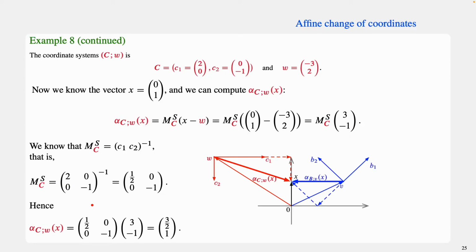So what we get is, once we computed this matrix here, we multiply this by this vector. So alpha CW of x is this matrix times this vector, which is 3/2, 1. And that is just this vector here. So what does it mean? This point here is expressed by taking 3/2 times the first basis vector plus 1 times the second basis vector, and add this to the origin w, and then we'll arrive at this point.